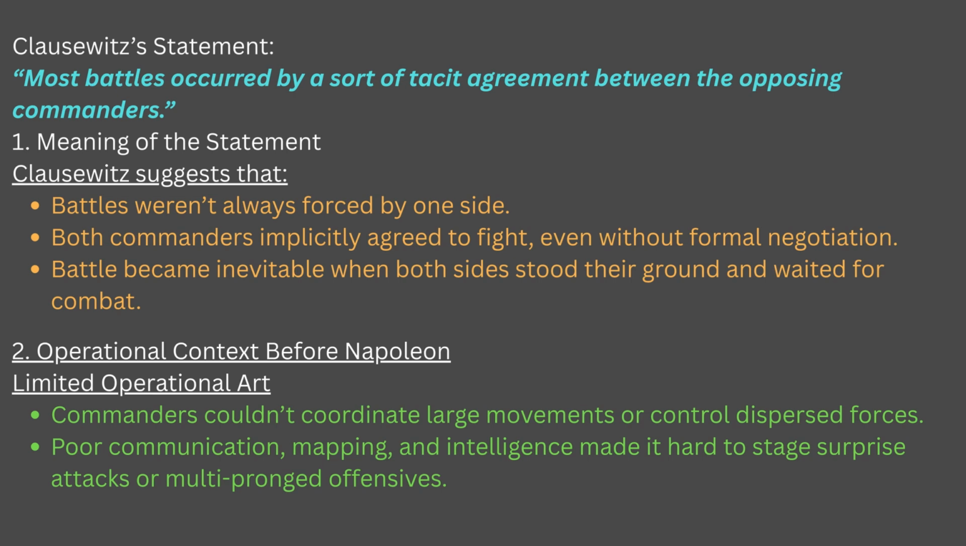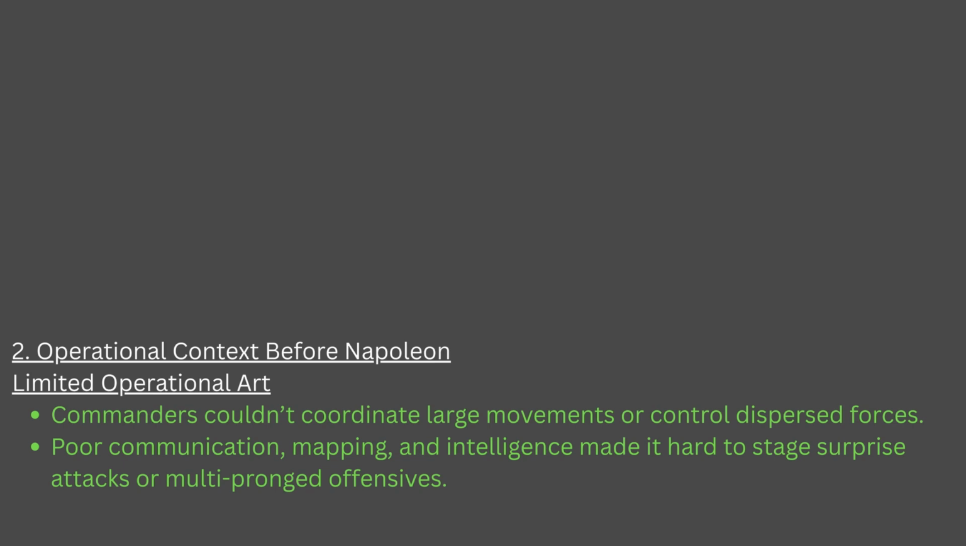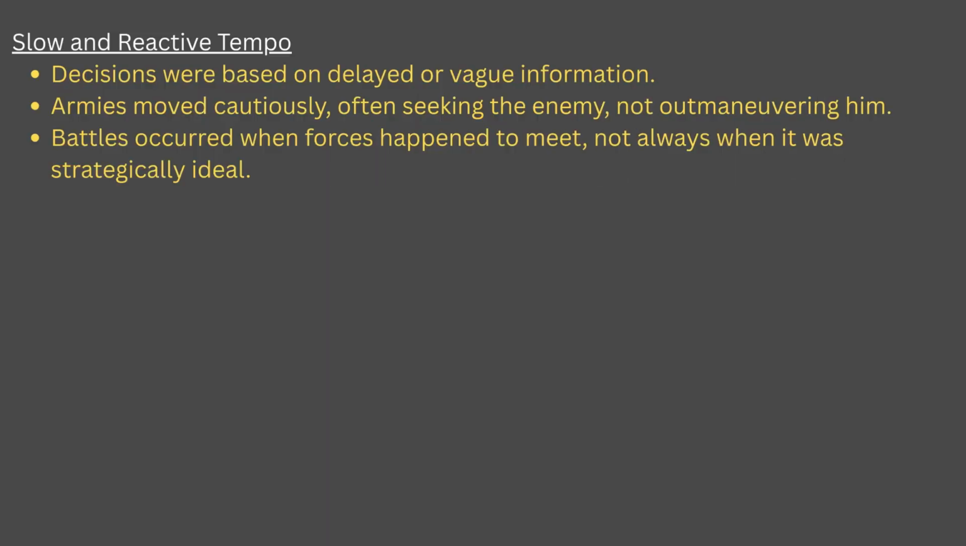Moving on to the third part of the question, a slow and reactive tempo. Dosto, armies moved cautiously, like they were feeling around in the dark. Commanders rarely had accurate or timely info. They spent more time searching for the enemy than trying to outmaneuver him. Result? Battles happened when armies bumped into each other, not when it was strategically ideal.